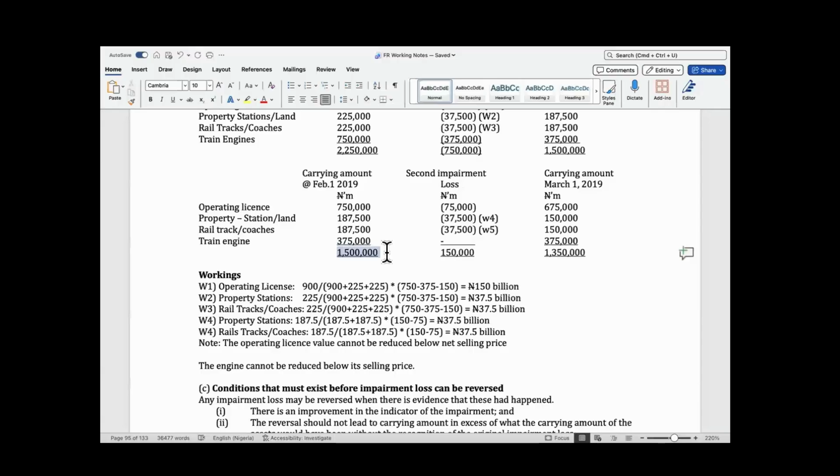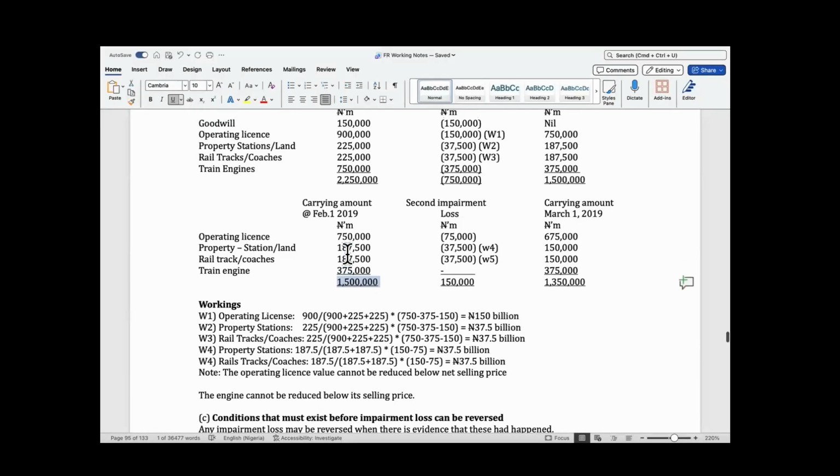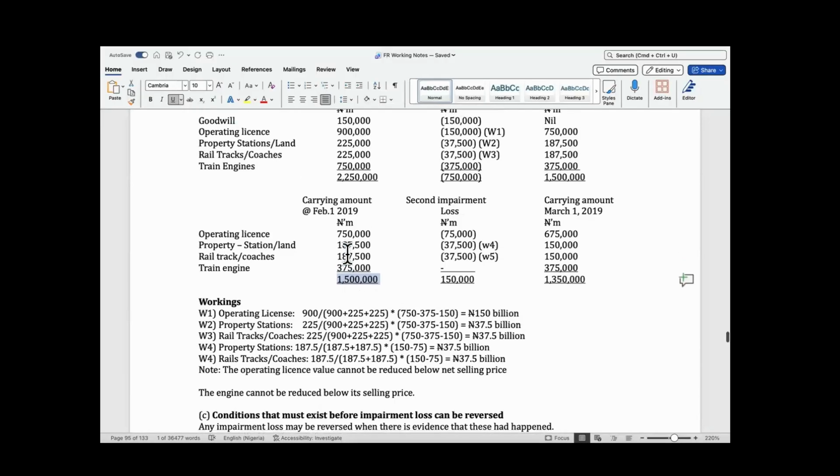The total impairment loss is 150 because the value fell from this to 1350. So it's 150. Now that 150, I need to allocate it in that same order. First, I need to allocate to damaged assets. In this case, we don't have any damaged assets in March. The second, I need to allocate to goodwill. We don't have goodwill. Then the third, I allocate to other assets on a pro rata basis.